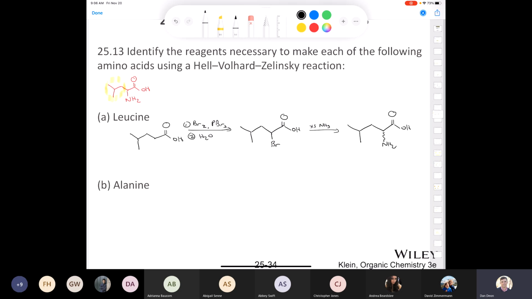Now, if you wondered, what the heck is that squiggle? The squiggle means that it's a 50-50 mixture of up and down. Okay? Another way of saying that would just be racemic. So we end up with a racemic mixture.